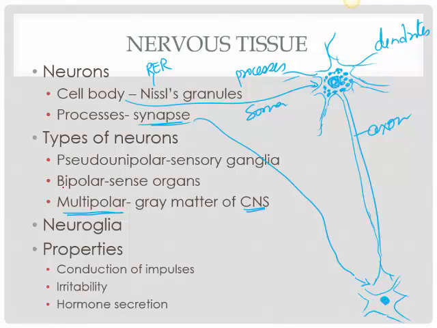Sometimes neurons may have only two poles. So you have a cell body, one small dendrite, and one long axon. Such a neuron is called bipolar. It's seen in the sense organs. So can you tell me where you would find sense organs? Skin is one, but let me put it as special sense organs.